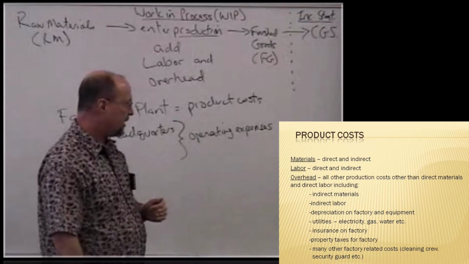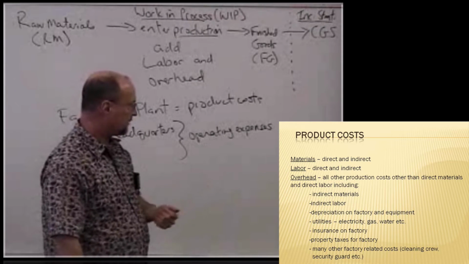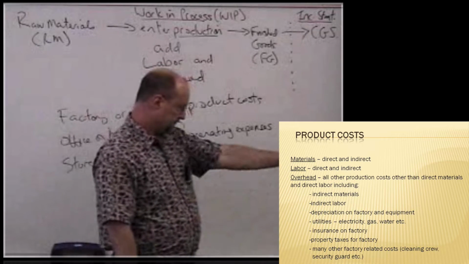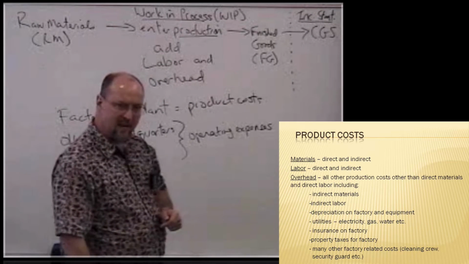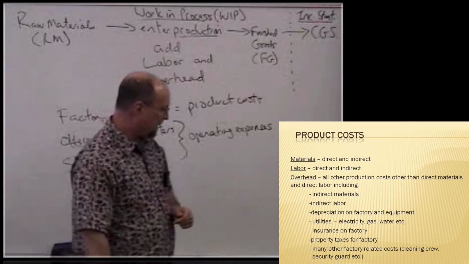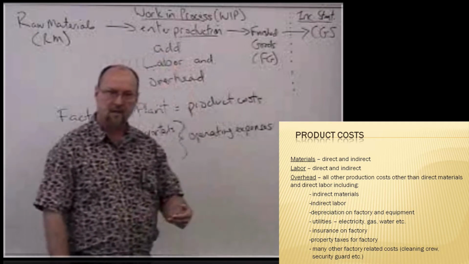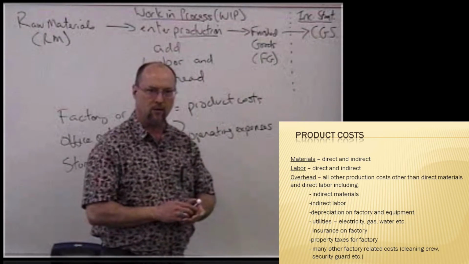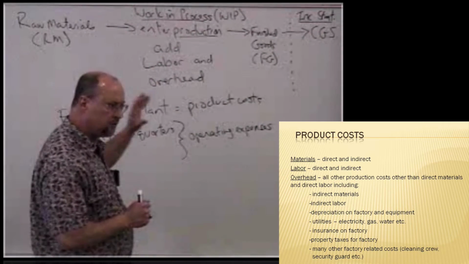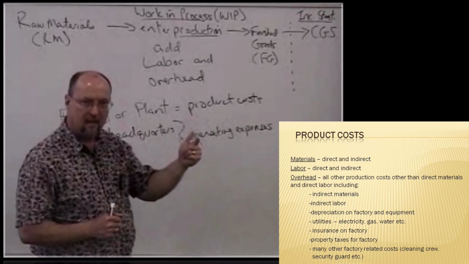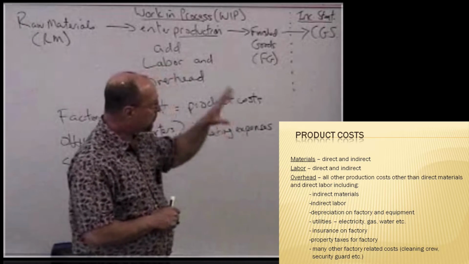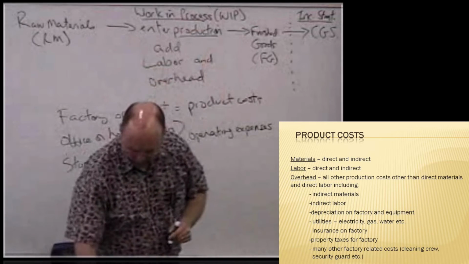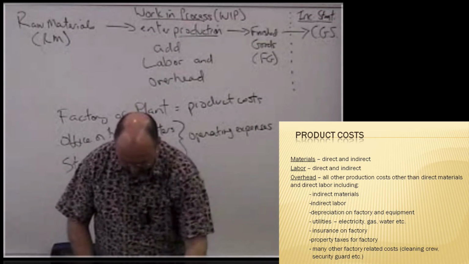Depreciation on the factory, depreciation on all the machines and equipment. Utilities, the electricity, gas, water, the insurance we pay on the factory, the property taxes for the factory, cleaning crews, security guards, those are some of my other examples I tend to use quite a bit. Any other costs we incur, might be training costs for people to do their job better in the factory. Those are all lumped into the overhead category. Okay, so any cost associated with the factory that isn't direct materials or direct labor is by definition overhead, and those are our three product costs: materials, labor, and overhead. So that's very important that you understand that information.